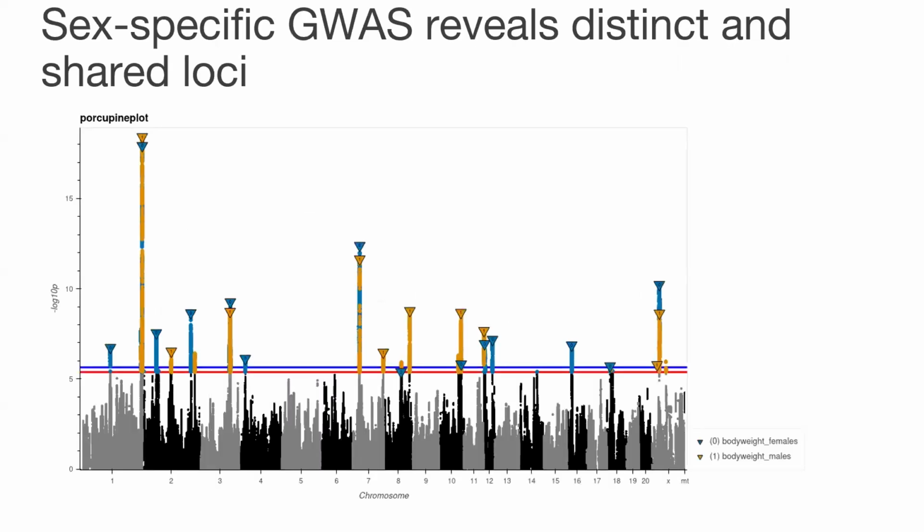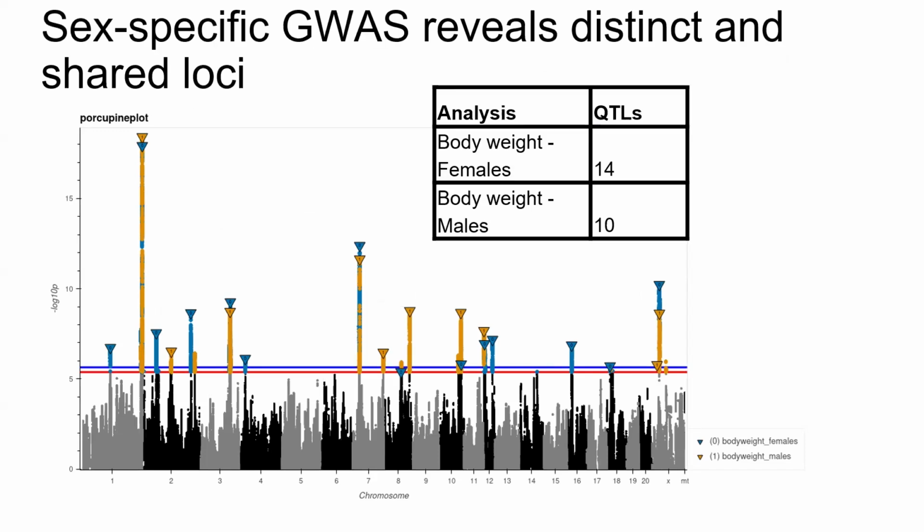This is the porcupine plot, the combined Manhattan plot for the 2 separate GWAS runs. The blue QTLs are for females, and the yellow ones are for males. And we identified 14 QTLs for females and 10 for males. I want to point out that many of these QTLs were unique to each of these sexes, and there were some which were shared across the two analyses.